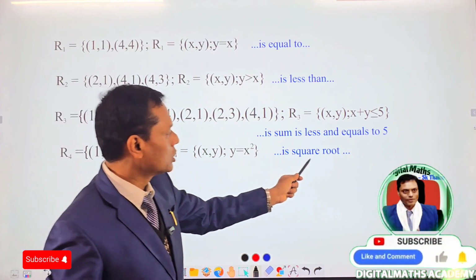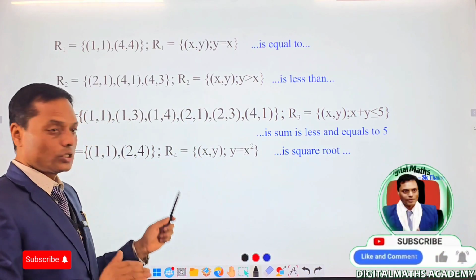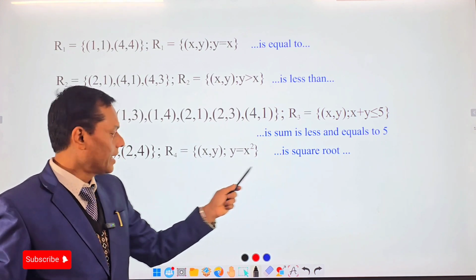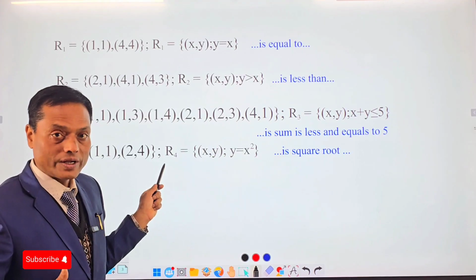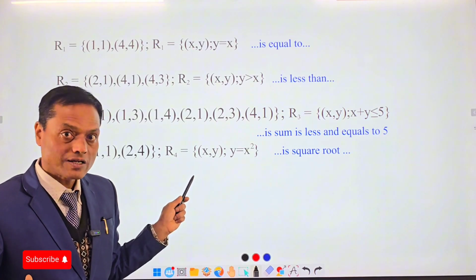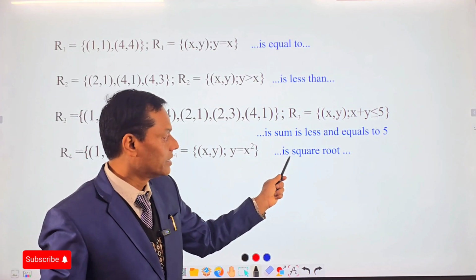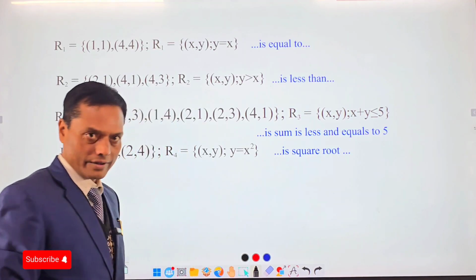Likewise here we have to write the square root, because we can see the y component is the square of the x component, or we can say the x component is the square root of the y component. So we have to write x is the square root of y.